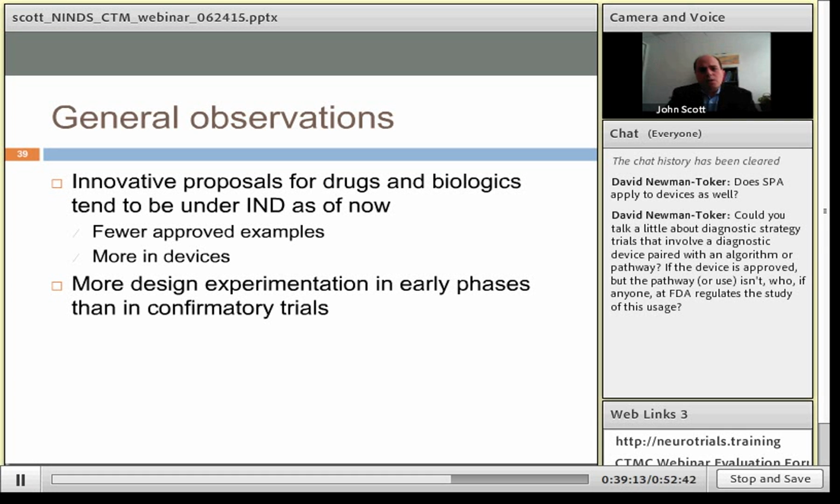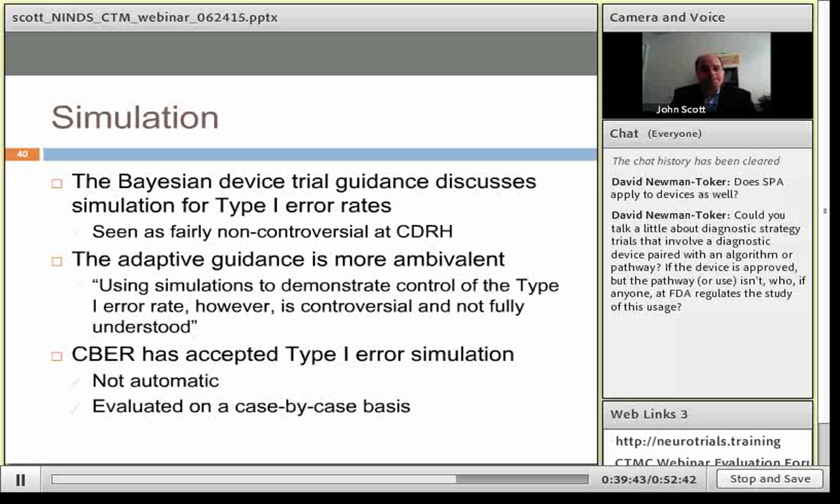I don't have a lot of examples of products that were approved based on innovative adaptive designs. Most of those proposals are still under IND and have not come to fruition. The devices group, CDRH, has many more examples of approved products. And we also see more experimentation in early phase than in confirmatory trials, which is as expected and encouraged.